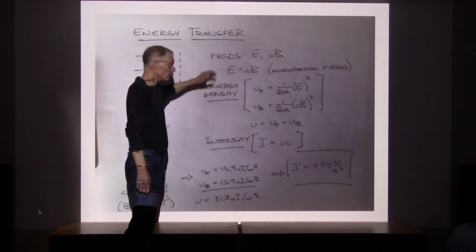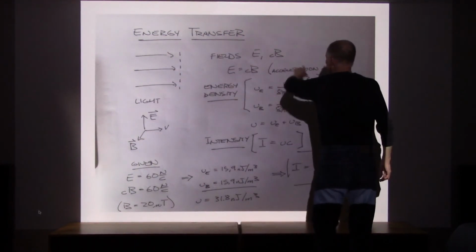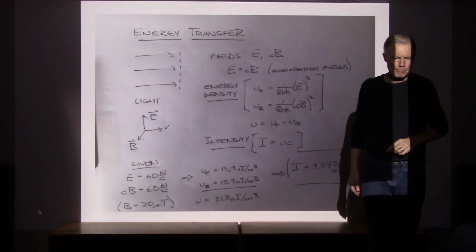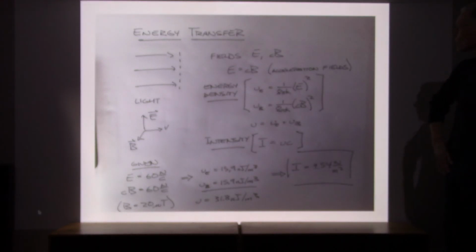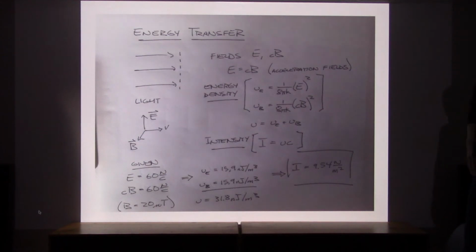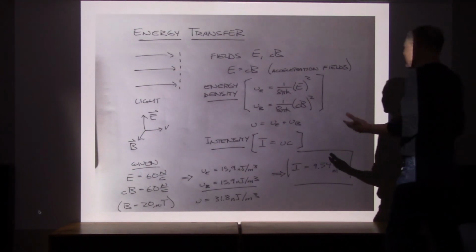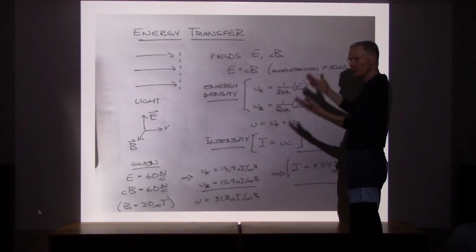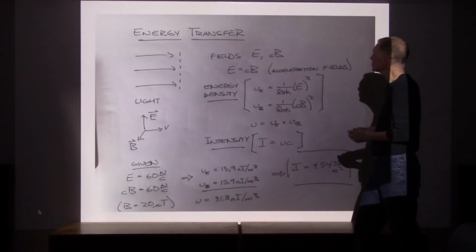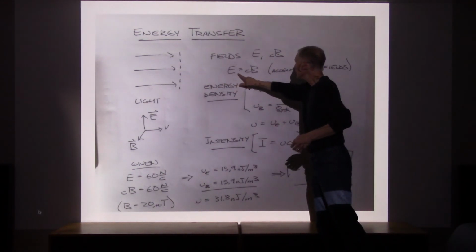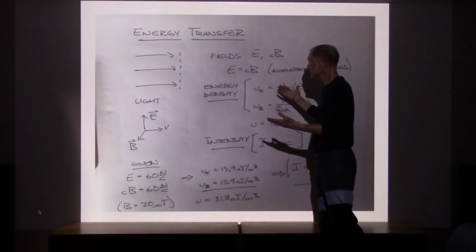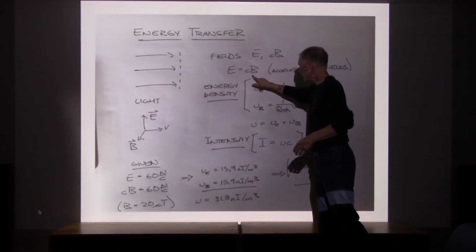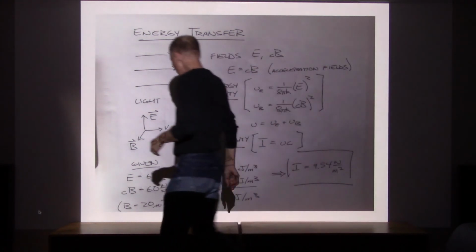The fields that we're going to have are E and B, and I want to be working in terms of C times B. I think that's going to be important for us. These are the acceleration fields, fields generated by accelerating charges, so the magnitude of the electric field and the magnitude of the magnetic field multiplied by C are going to be the same. So E equals CB.